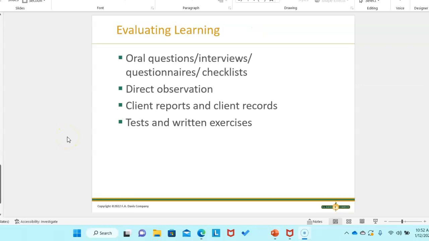Evaluating learning. One thing that I want to say about evaluating learning is there are different methods such as oral questions, interviews, questionnaires, and checklists. We have direct observation. The best way that we can evaluate if a patient has learned is if they can actually tell us in their own words, or they can demonstrate the teaching back to us.